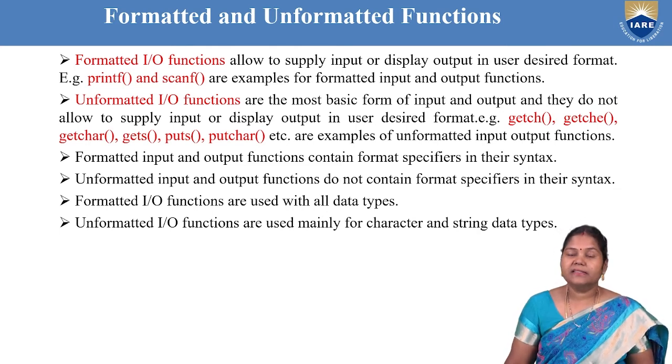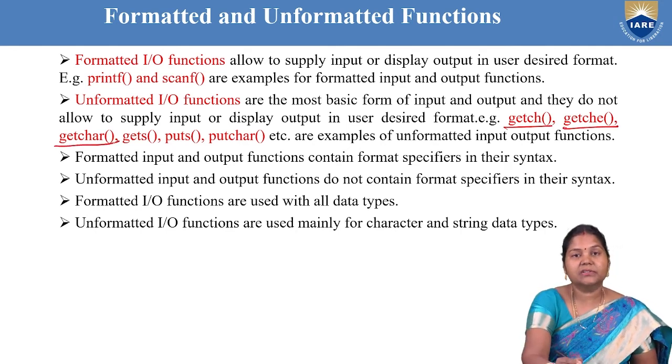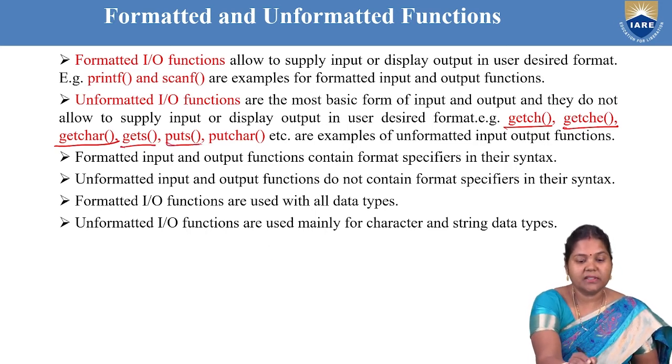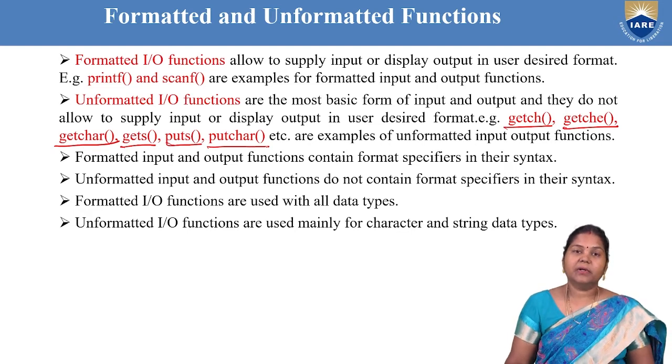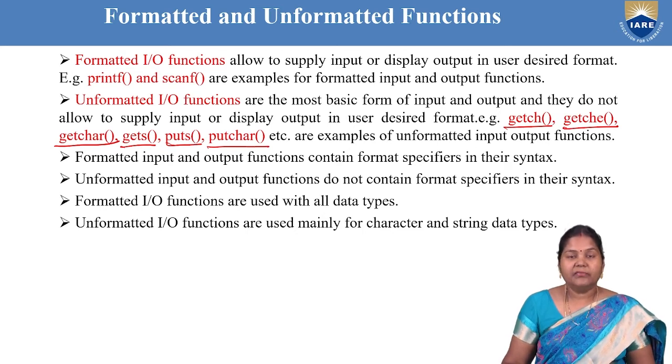But there is another category called unformatted IO functions, which are the most basic form of input and output, and they do not allow you to supply input or display the output in a user desired format. The user will not give any specific format for how to print or read the data. Examples are getch, getche, and getchar. These three functions are used for reading character input. Similarly, you have the gets function, puts function, and putchar function. These are some examples of unformatted IO functions. And what is the difference between these two?